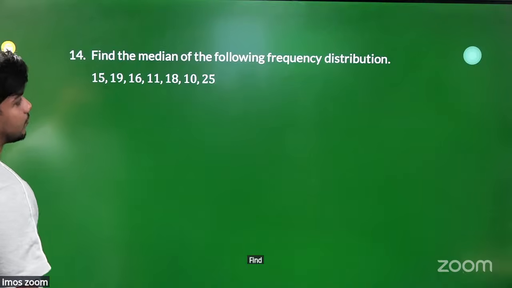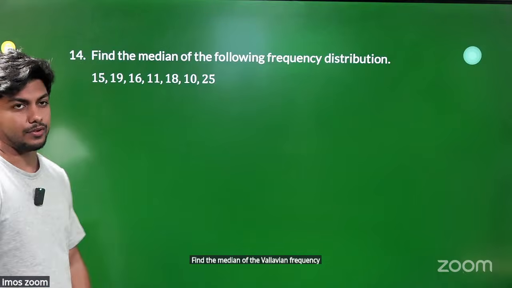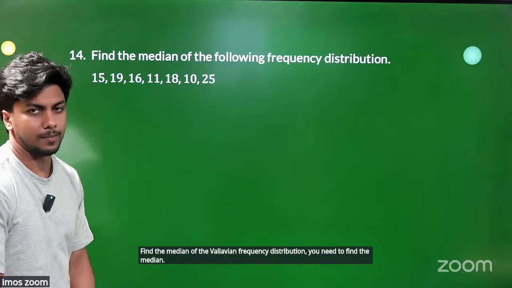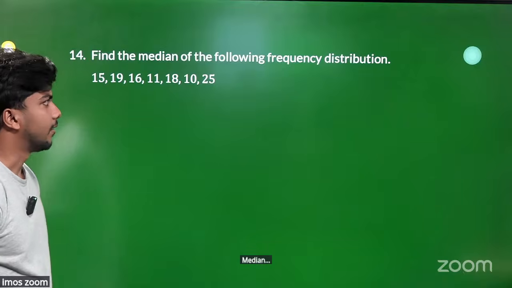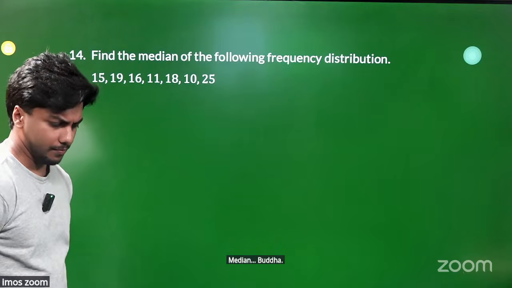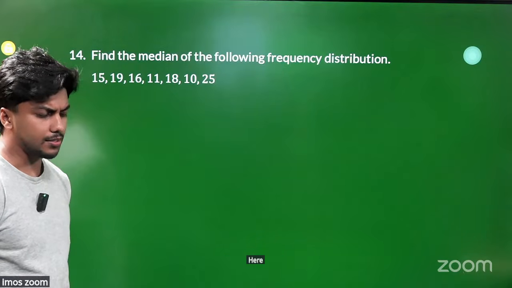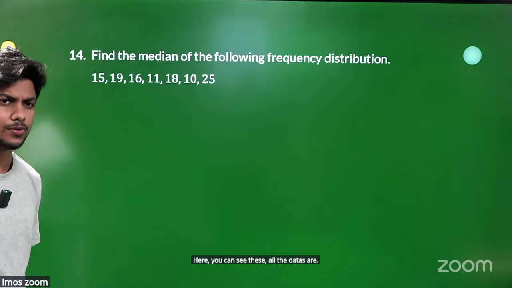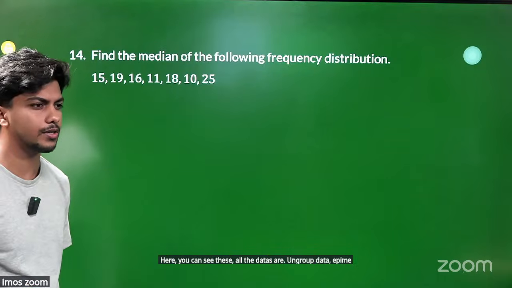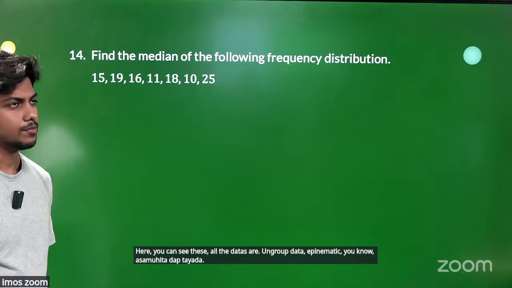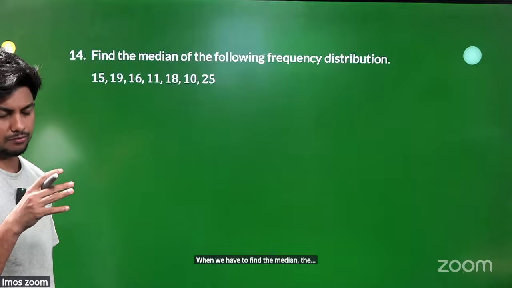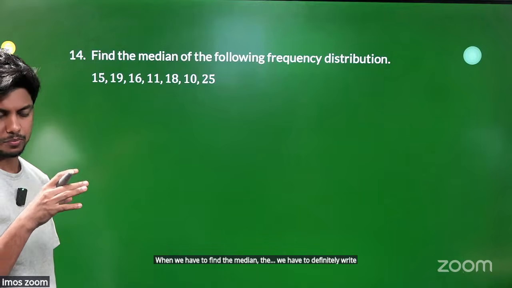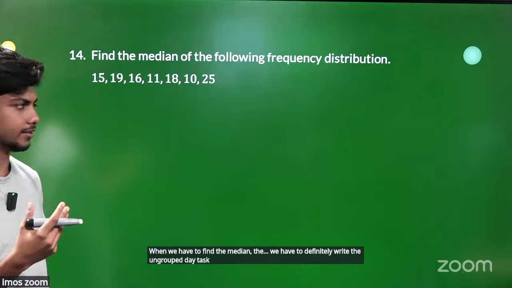Find the median of the following frequency distribution. You need to find the median. Here you can see all the data are ungrouped data. අපි මේවට කියන අසමුහිත දත්ත කියලා. Son, when we have to find the median, we have to definitely write the ungrouped data in ascending order.